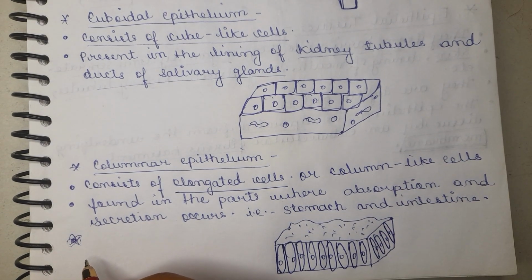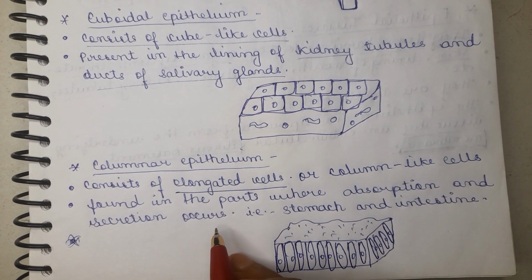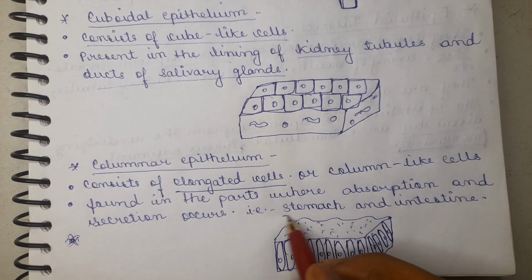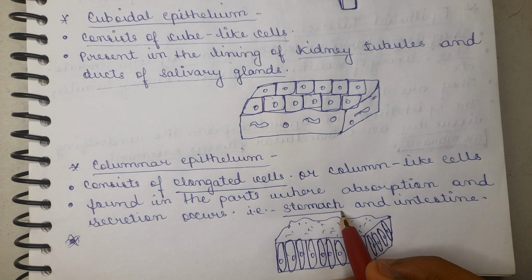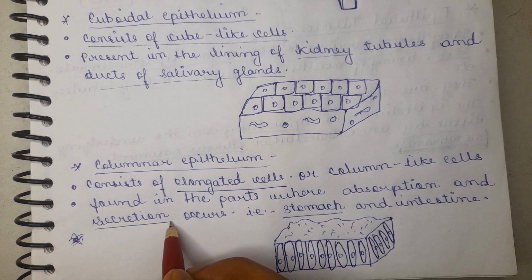These tissues are mainly found in the parts where absorption or secretion occurs. Mainly in the stomach, the food is broken down due to the secretion of gastric enzymes and juices. There the most absorption occurs and secretions also occur. That is why columnar epithelium is found there.